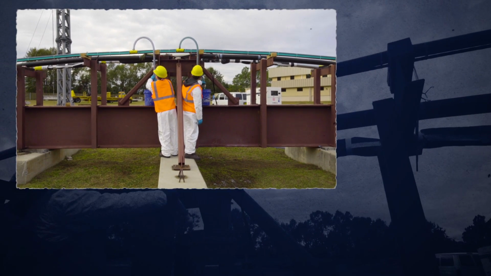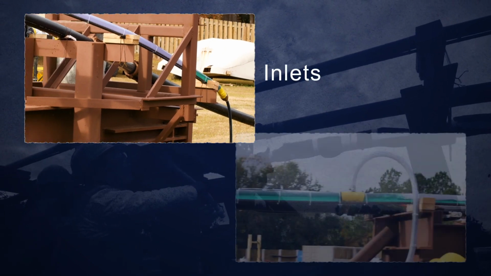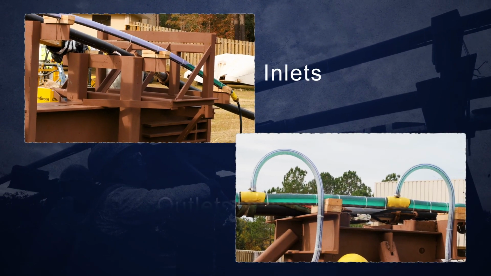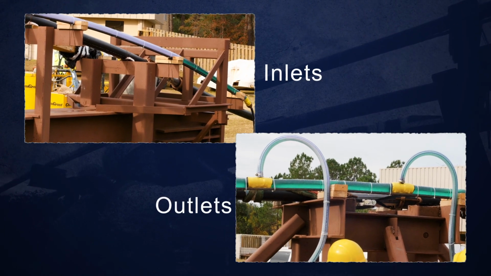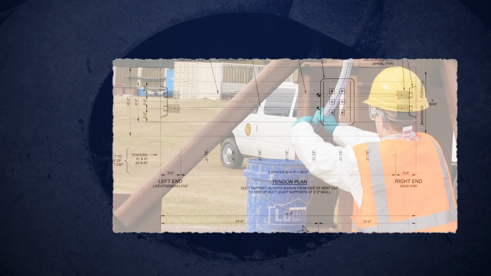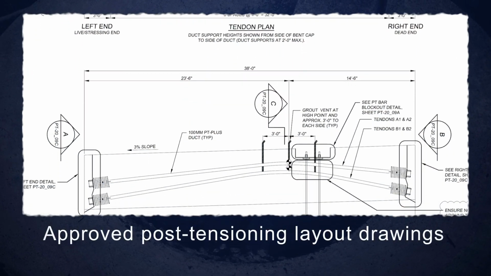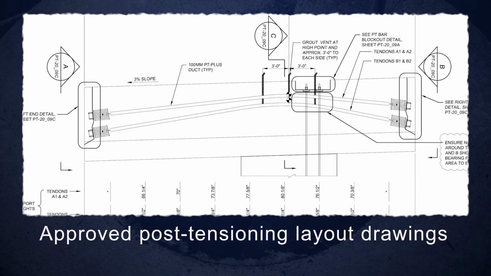The tendon in this test has typical inlet and outlet locations. Inlets are used for injecting the grout into the duct. Outlets allow the escape of air, water, grout, and bleed water. Inlets and outlets are typically placed in a number of locations and are shown on the approved post-tensioning layout drawings.